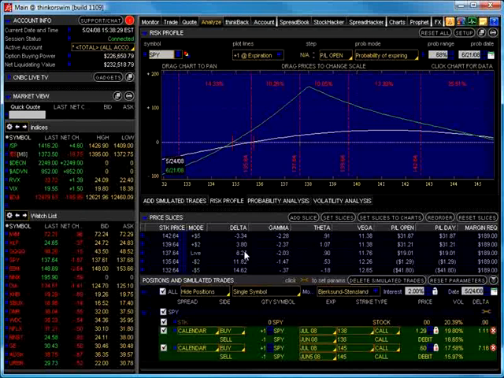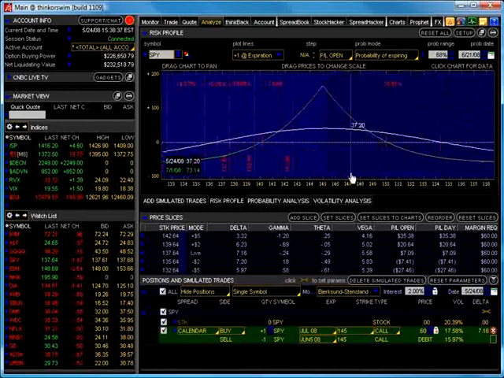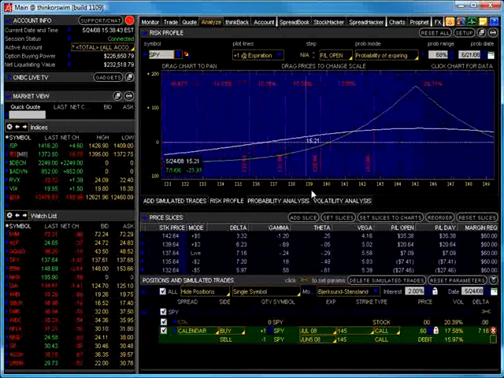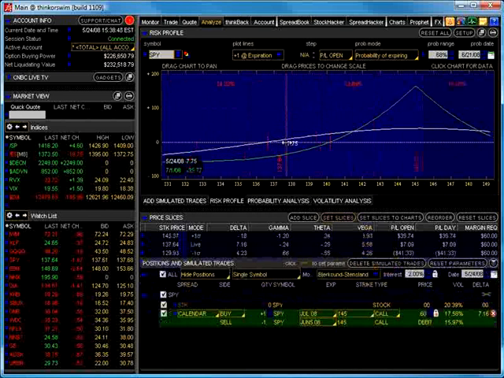If we go to Analyze, Duplicate Trade, we're going to get rid of our other one here. This is called a bullish calendar spread. The current price of the underlying stock is down here at 137.64. In order for us to make our maximum profit, the price of the underlying stock would have to rise all the way up to the 145 strike, which is the one that we're selling and the one that we're buying.